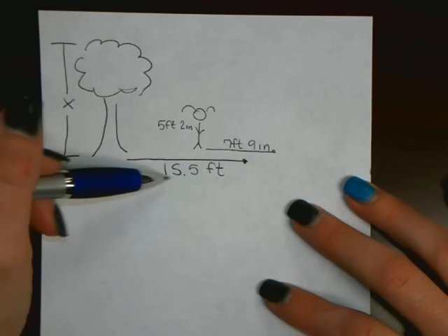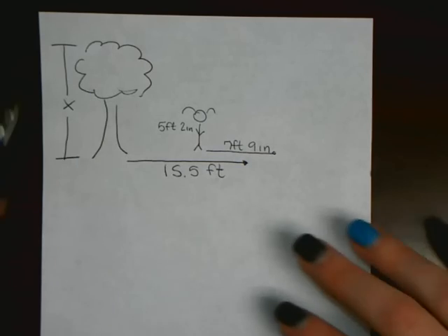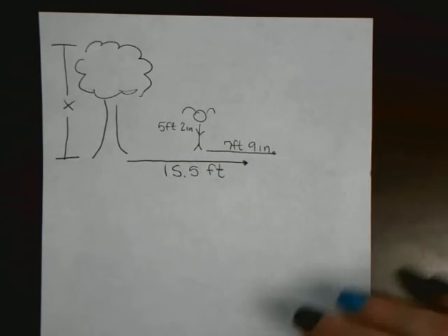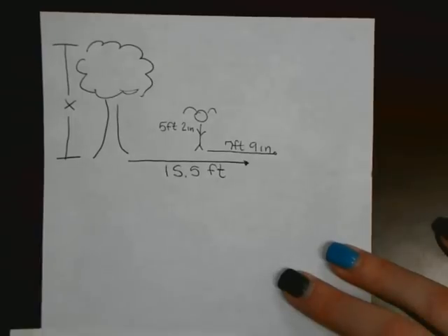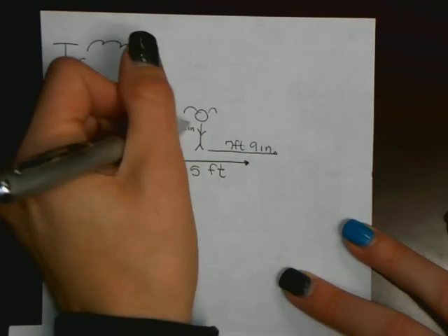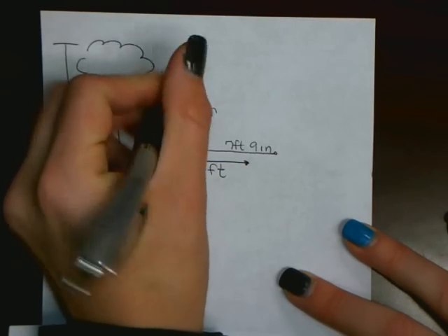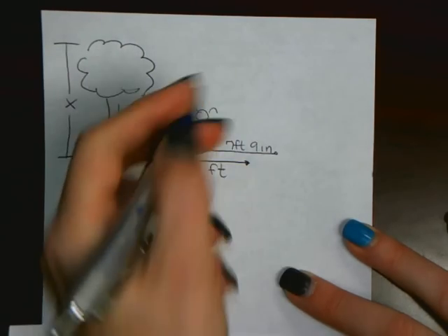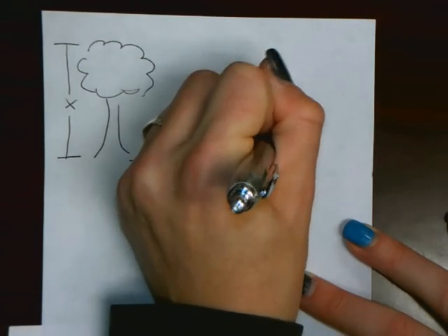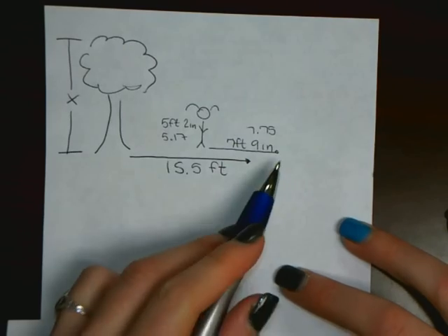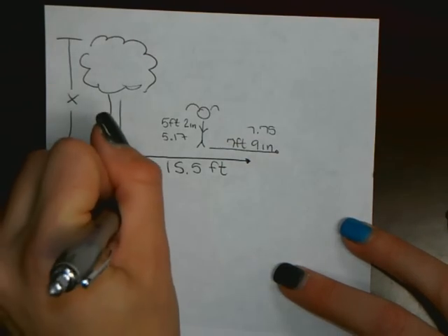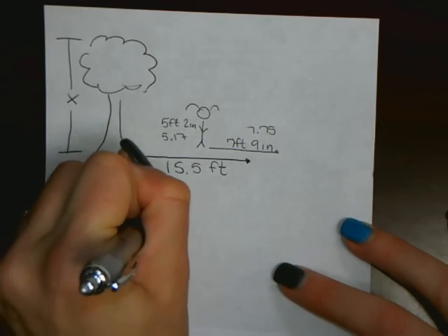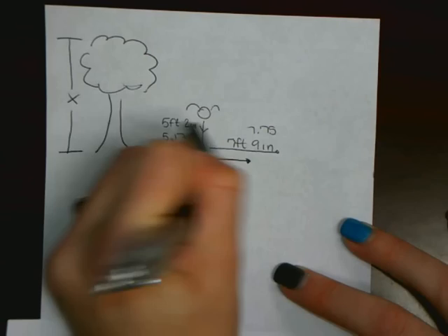Before we can do that, we notice that this height and shadow is in feet and inches, and this one is only in feet. So I want to convert them both to all feet, so we don't have two types of units. So I'm going to convert my height, 5 feet 2 inches, to just feet. I'm going to convert my shadow to just feet. We'll talk about in class how to get that conversion if you don't remember. Now I'm ready for my proportion.